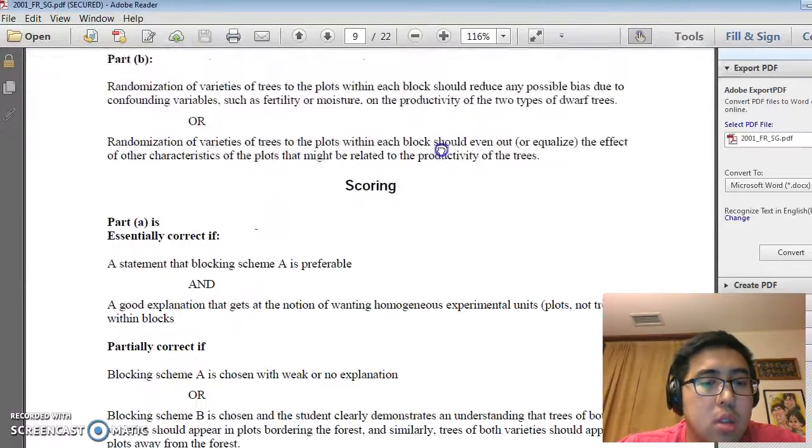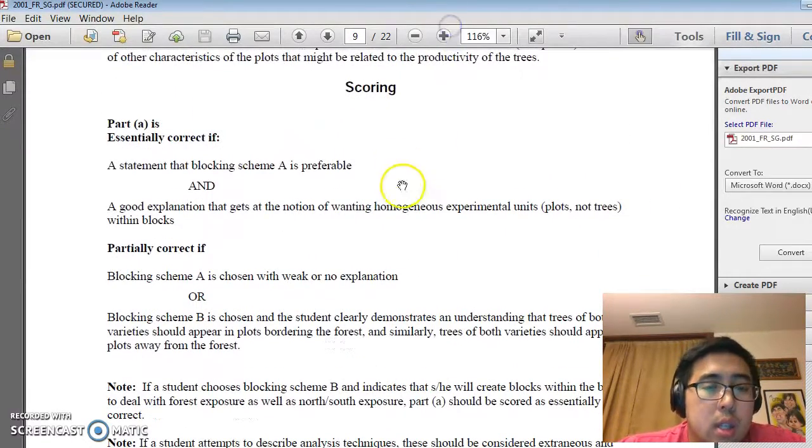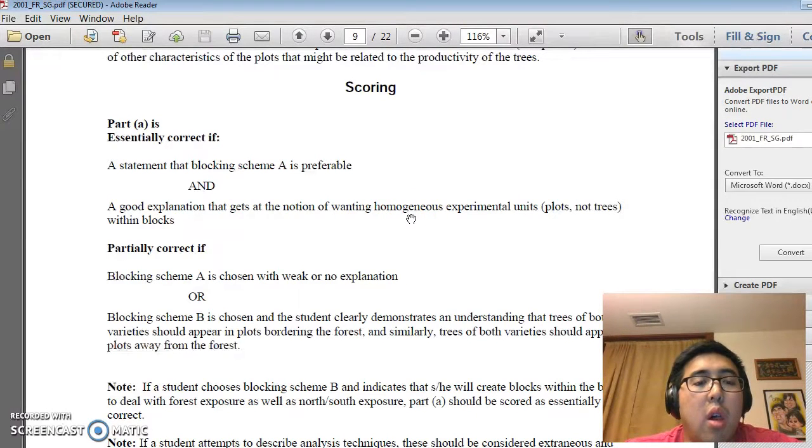Okay, so let's see how this was scored. And you can score yourself, and then I'll also be scoring mine at the same time. A statement that blocking scheme A is preferable. So part A is essentially correct if a statement that blocking scheme A is preferable. Yay! And a good explanation that gets at the notion of wanting homogeneous experimental units, plots, not trees within blocks. Uh-oh. Maybe I didn't mention that. I think I did, though.